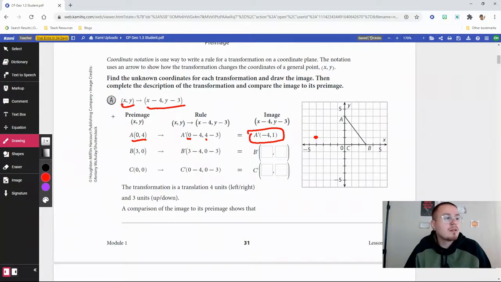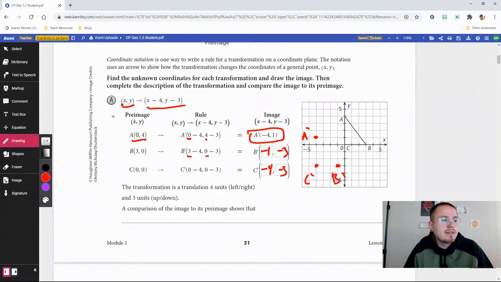Cool. B, so B is 3 and 0, so you can see that they substituted already. So when you do this on your own, I would highly recommend setting it up, make a little table, show your work by substitution. 3 minus 4 is negative 1, and 0 minus 3 is negative 3. So I can get my B prime, I should probably label these, right? That's A prime, negative 1, negative 3, that's my B prime, and my prime, 0, 0, origin, going down and to the left, negative 4, negative 3.